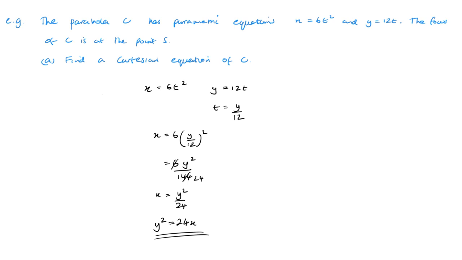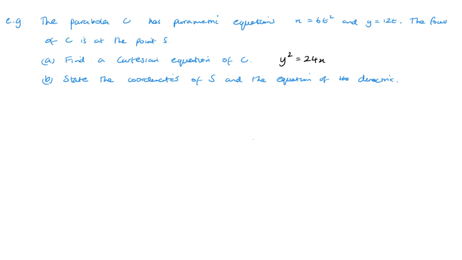Right, let's get on to part B. Part B is state the coordinates of S and the equation of the directrix. So we know that 4a equals 24, so a equals 6. Therefore the focus S is the coordinate 6, 0. And then the directrix is x plus 6 equals 0.